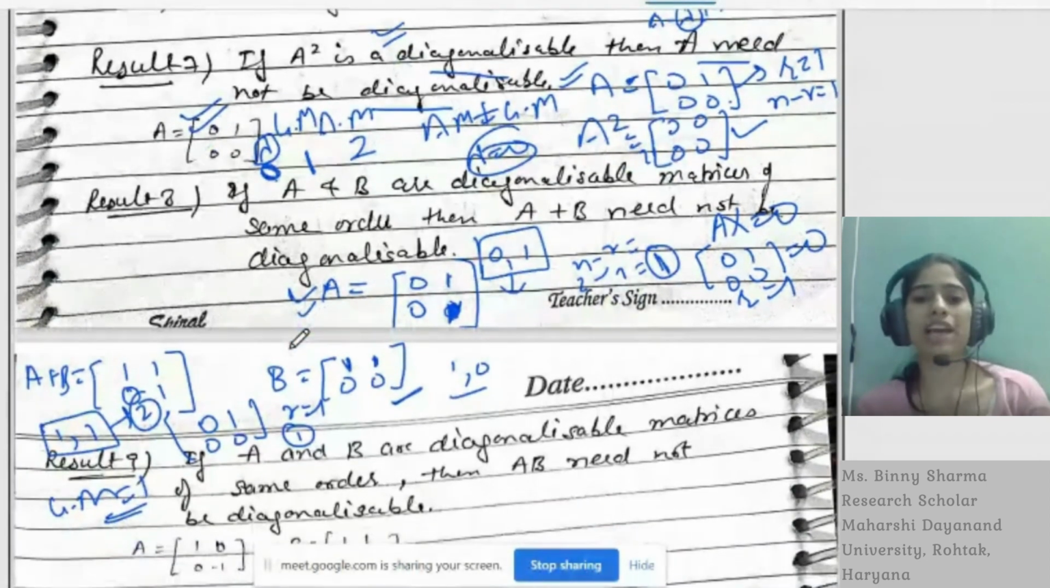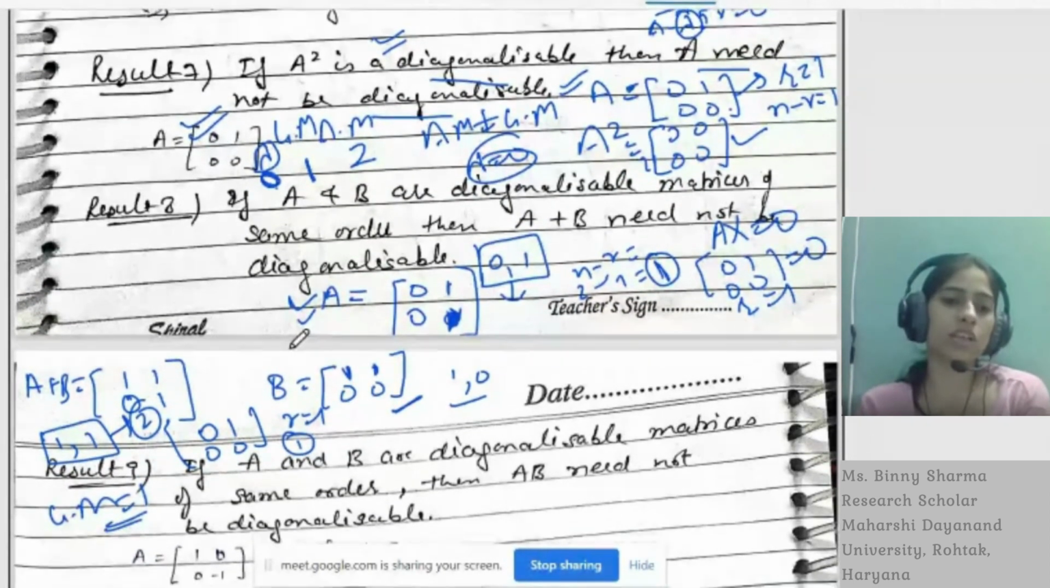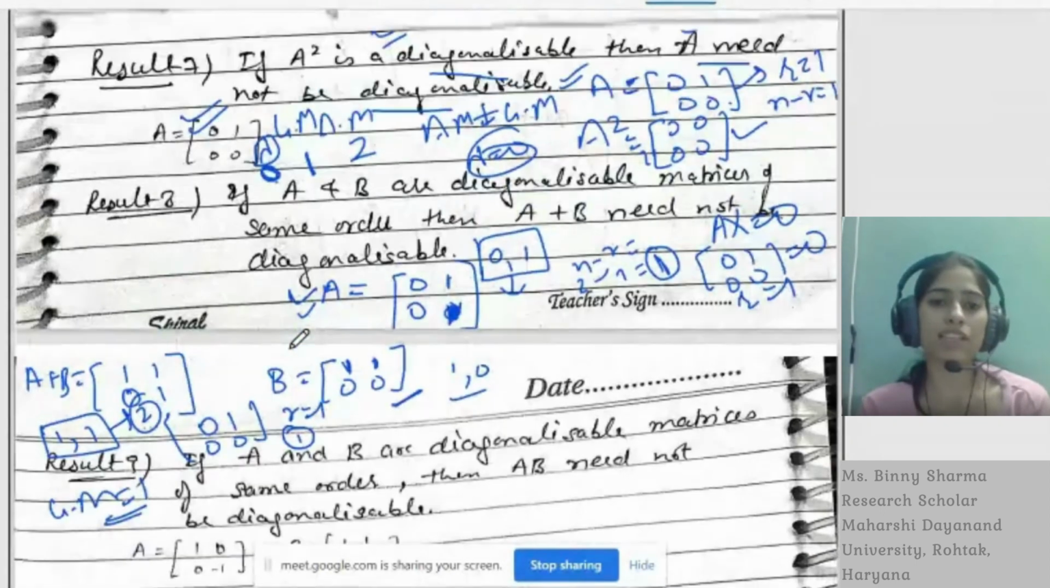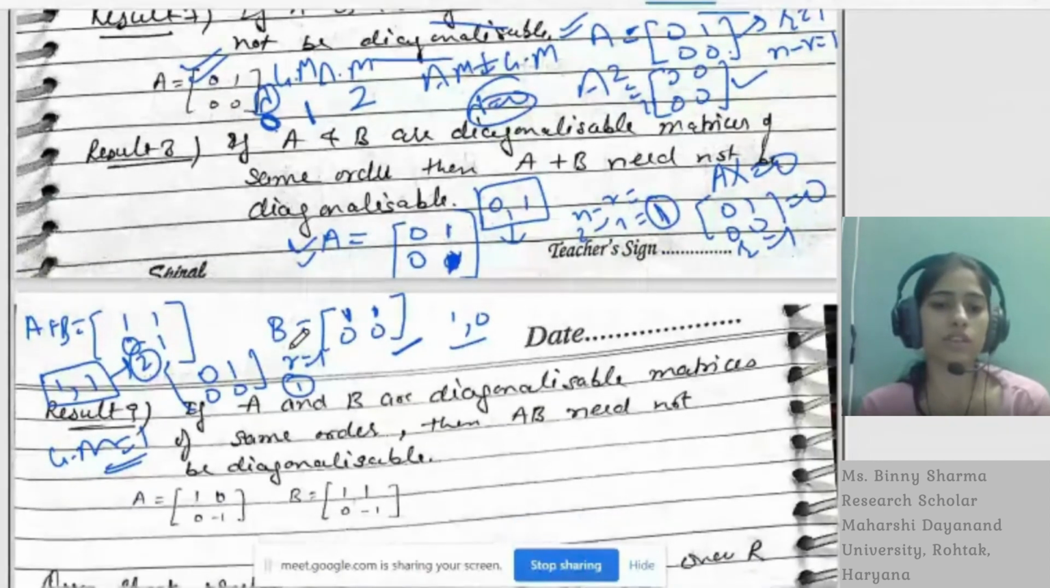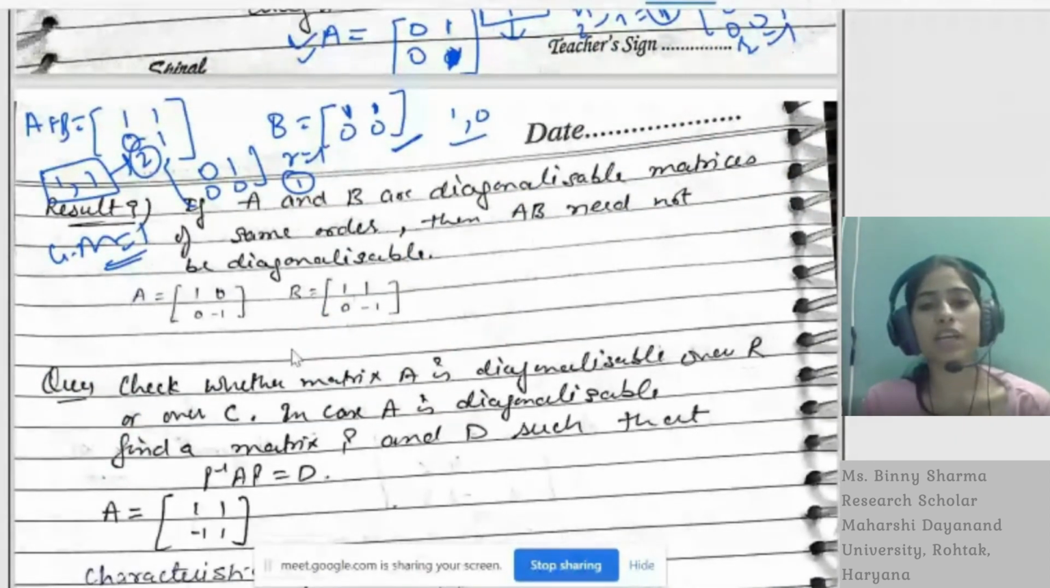These examples help you find the counterexample in your exams. If you want to discard some options, you can apply these results. Similarly, result 9: if A and B are diagonalizable matrices of the same order, then AB need not be diagonalizable.